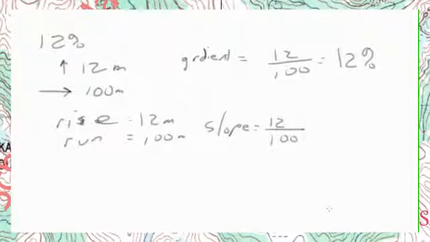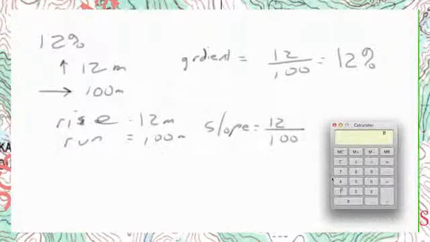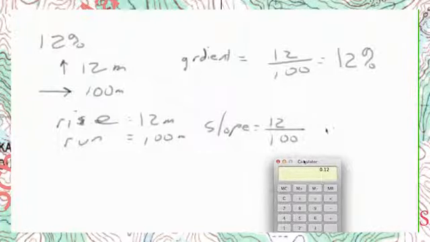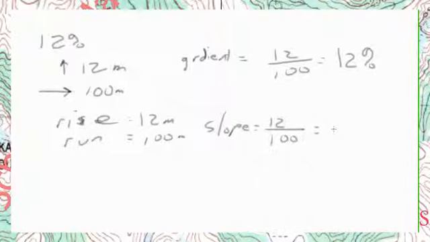Just to make sure, let's bring in our handy dandy calculator. 12 divided by 100, it equals 0.12. Notice the same numbers as in the gradient. Let's correct that spelling while we can. That's an A in there.